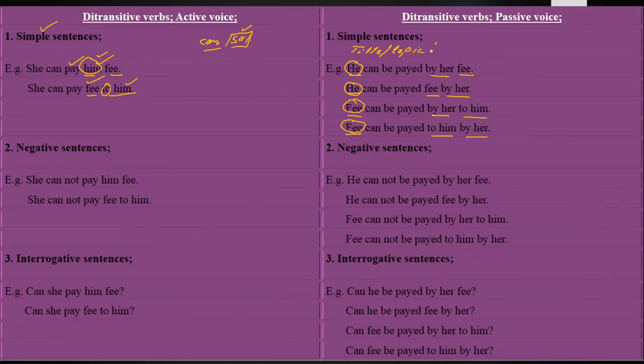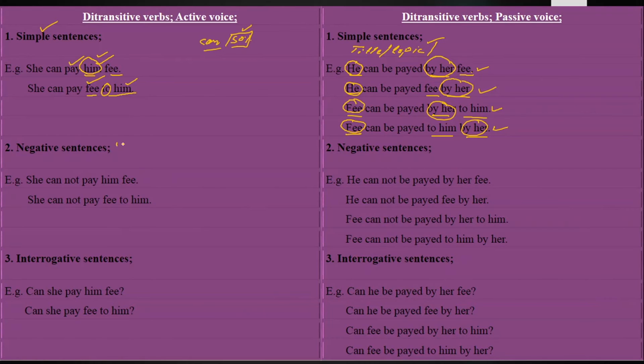What do we mean by title or topic subject, which we are talking about? And your last word, by her, is your agent, the doer of an action, and here it will not be called the object. This must be clear to you people. So the first way to change it: he can be paid fee by her, he can be paid by her fee, fee can be paid by her to him, fee can be paid to him by her.